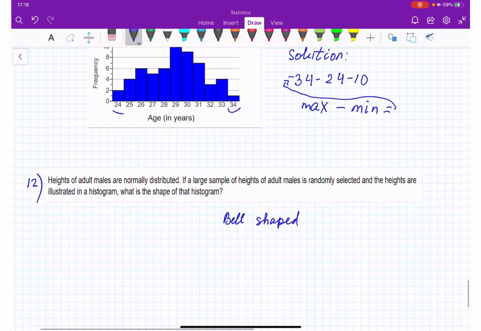And lastly, question number 12. The heights of adult males are normally distributed. If a large sample of heights of adult males is randomly selected and the heights are illustrated in a histogram, what is the shape of that histogram? Every time you read the words normally distributed, it's going to be bell-shaped. Every single time. A bell shape is going to be like this.